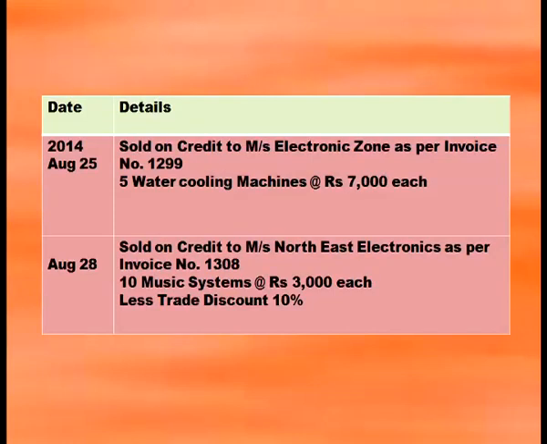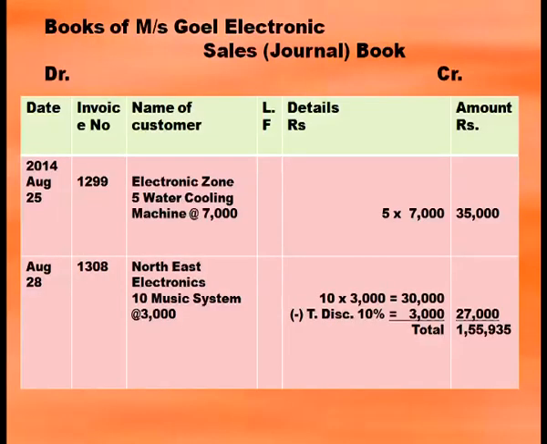Sold on credit to Messrs Northeast Electronics. This will also come in the sales book, not in the sales returns book. Second transaction has trade discount which should be deducted. So, when you prepare the sales book, it will look like this with date, invoice number, then name of the customer with its details in the details column, and in the second transaction the trade discount of 10% will be deducted. 30,000 minus 3,000, 27,000 will come in the amount column as the net amount. So, when you consider all the previous transactions, total in the sales book will come to 1,55,935.